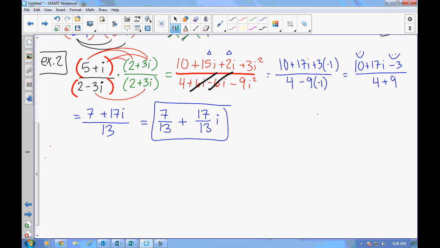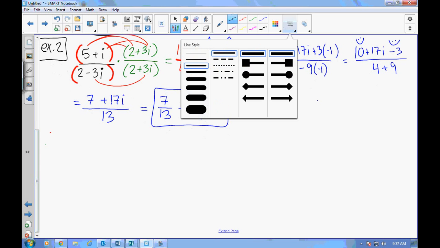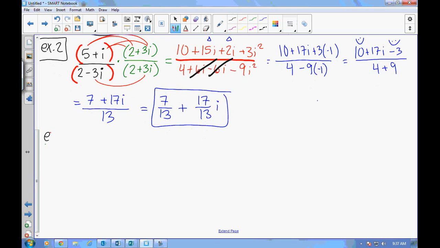All right. Now we're going to go back to quadratics and start solving quadratics. It's related, I promise. Example 3. Solve the following quadratic. X squared plus x plus 1 equals 0.